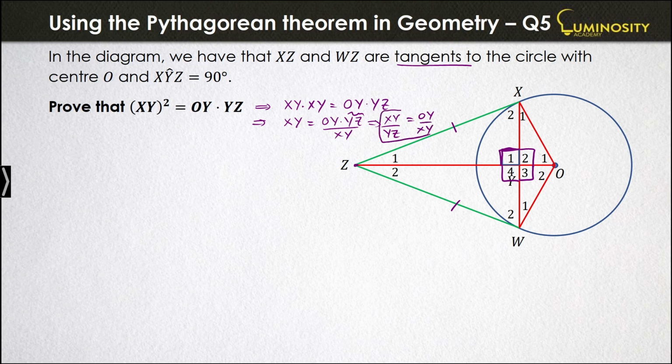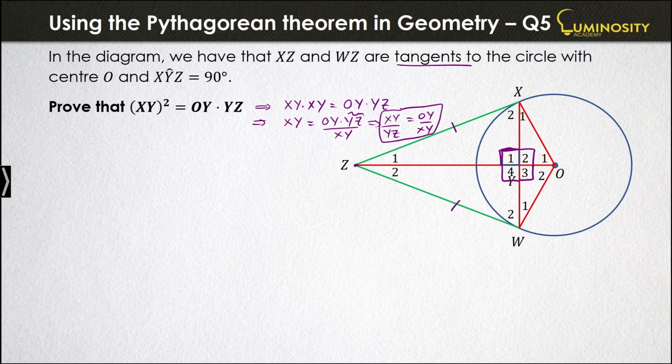So if I can show somehow that this proportionality is true, then I can just rearrange the equation backwards, and that shows that XY all squared is equal to OY times YZ. So you can always try to work backwards when you have a square term, to see what kind of proportion you need to work out in the long run.